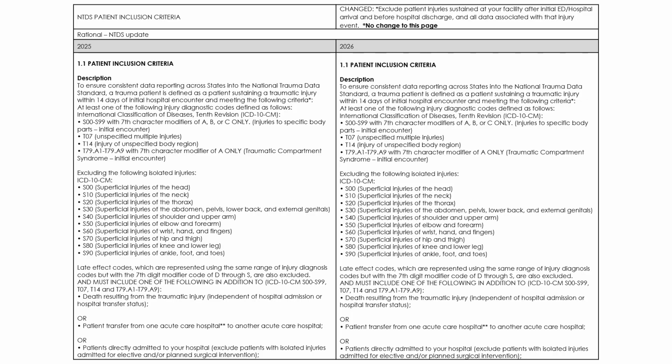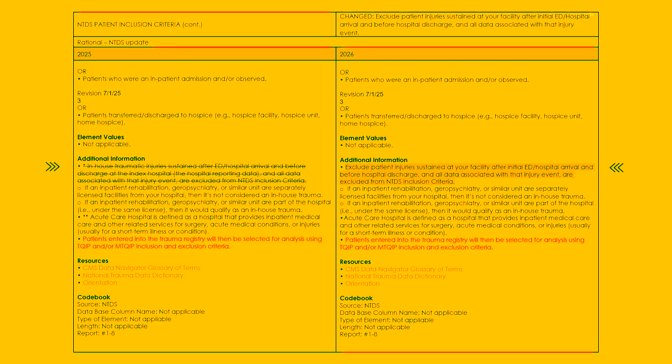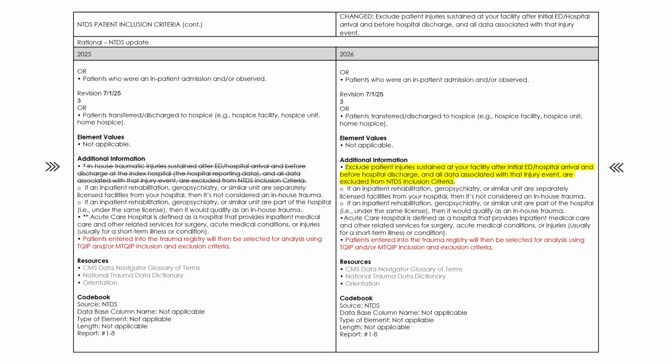Patient inclusion criteria has verbiage changes to exclude patient injuries sustained at your facility after initial ED or hospital arrival and before hospital discharge, and all data associated with that injury event. This is noted in yellow highlight on the next slide. Please note the highlighted area for inclusion criteria changes mentioned in the last slide.